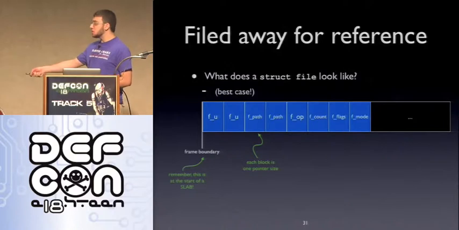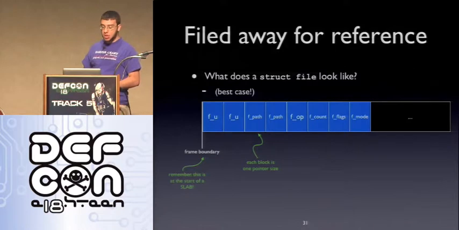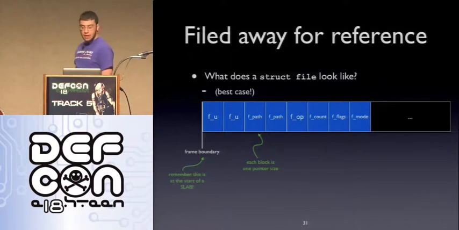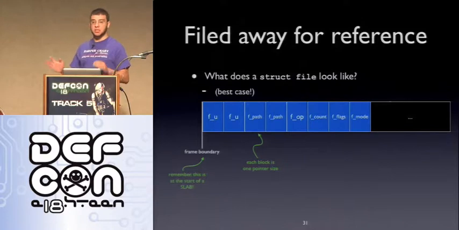It's at the start of a slab. There is no slab metadata there. And just for reference here, each block in here is one pointer size, to give you an idea of scale. By the way, nothing else in this presentation is to scale.